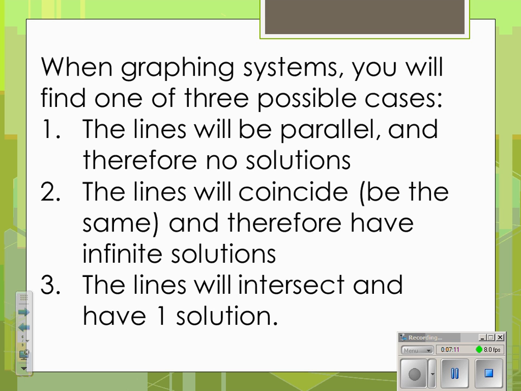So for example, if the lines end up being parallel, two parallel lines have absolutely no intersection point. So if there are no points of intersection between the lines, there can't be any solutions between them either. So parallel lines have no solutions.